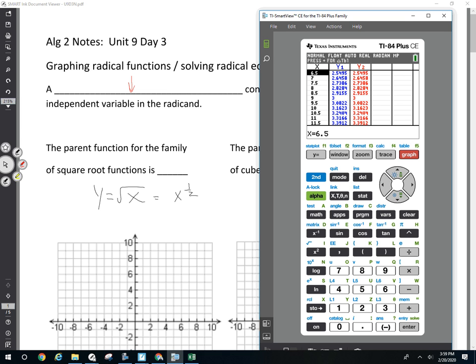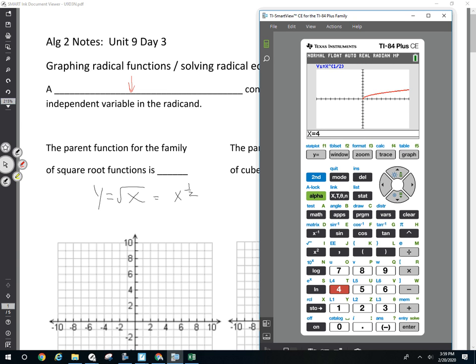I can use my table. You guys know about trace, right? I got the point 4, 2. Why do I have the point 4, 2 on the graph of the square root of x? Let's plot that point. 4, 2. I'll give you another point. 9, 3. Why is the point 4, 2 and 9, 3 on the graph of the square root of x?